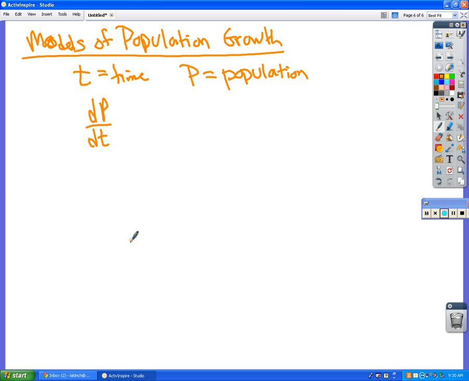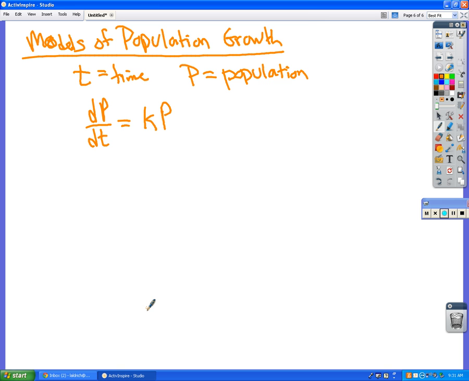Does that make sense? If P is population and T is time, then if we took the derivative of the population with respect to time, then what we would be finding is the rate at which the population is changing. We're going to assume that it's actually growing. We'll get to the numbers in a second, okay? And so the rate of change of the population is going to be some number k times the population P, okay? So the population is increasing.